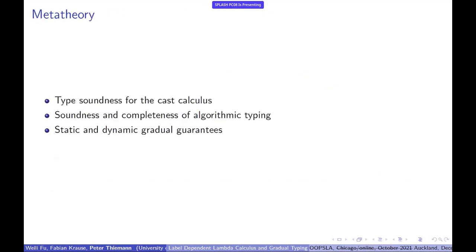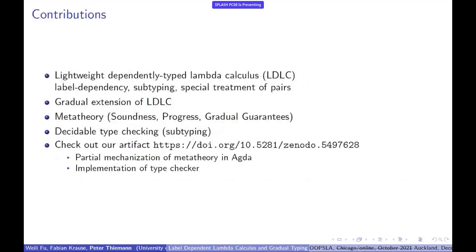This is really amazing. Okay, so what did we do in terms of meta theory? We proved the type soundness. I only showed you the stuff for the typing algorithm, but there's also a declarative specification, and that's sound and complete with respect to the algorithm. Then we proved static and dynamic gradual guarantees, which are the usual technical results that you prove in this context.